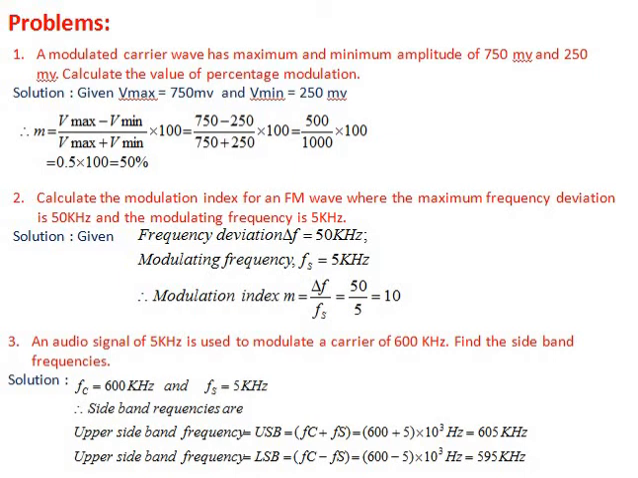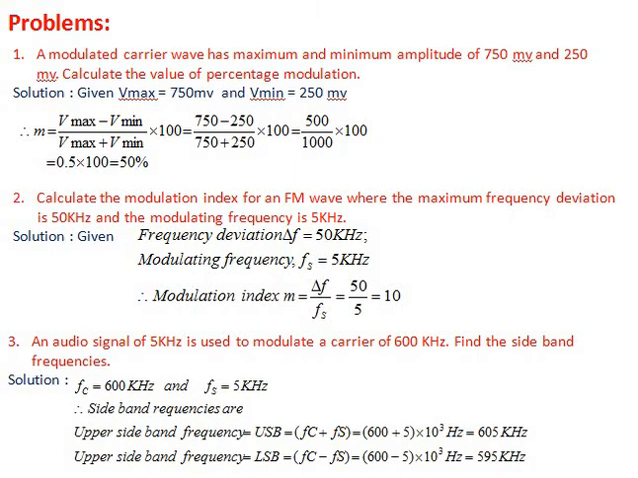A modulated carrier wave has maximum and minimum amplitude of 750 millivolt and 250 millivolt. Calculate the value of percentage modulation. Here, what are the things they have given? V max is equal to 750 and V minimum is equal to 250 millivolts. Calculate the value of percentage modulation. In the sense, we have to find the modulation index, that is the depth of modulation in terms of percentage.